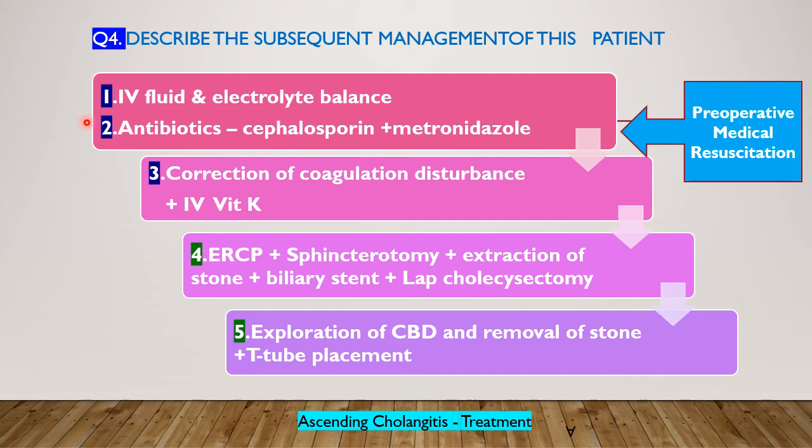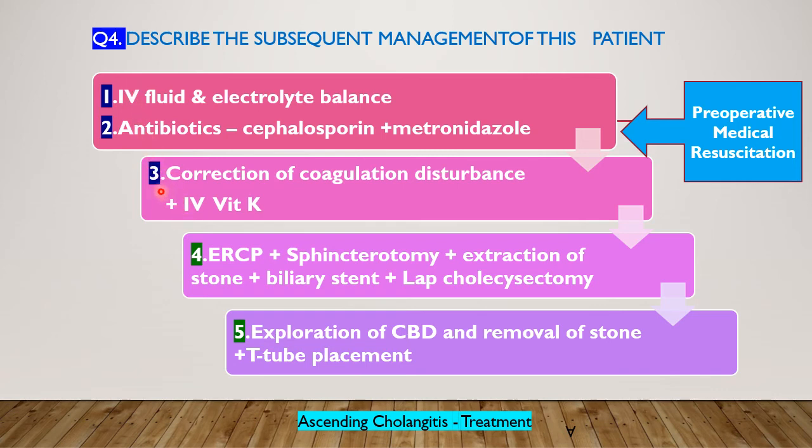Secondly, adequate antibiotics must be started as soon as possible. Normally, a cephalosporin plus metronidazole will be the ideal combination to begin with. Thirdly, the coagulation disturbance in obstructive jaundice must be corrected as soon as possible before any interventional procedures can be done. And this consists of the giving of IV vitamin K at regular intervals as soon as possible.